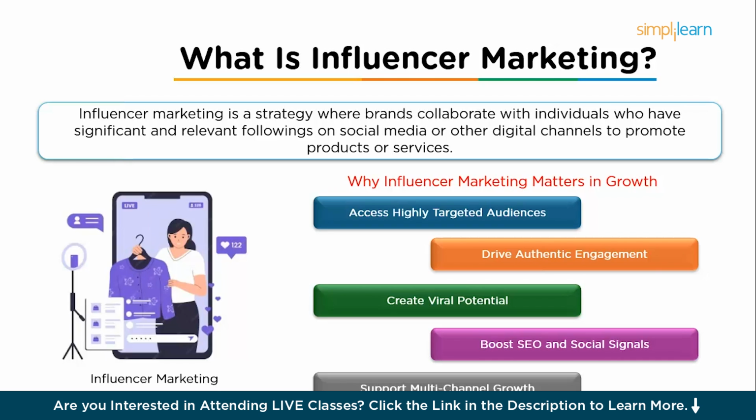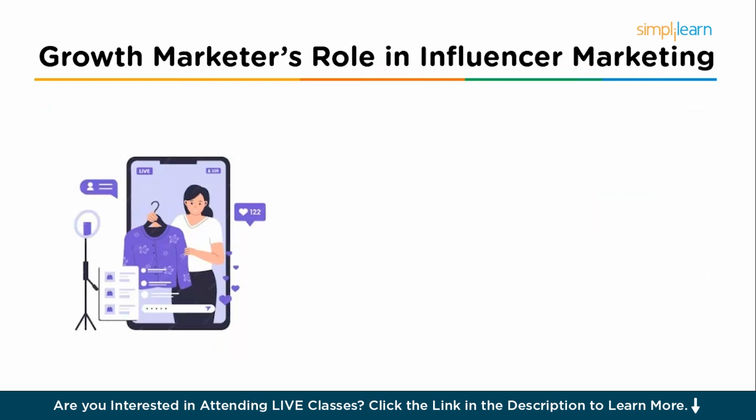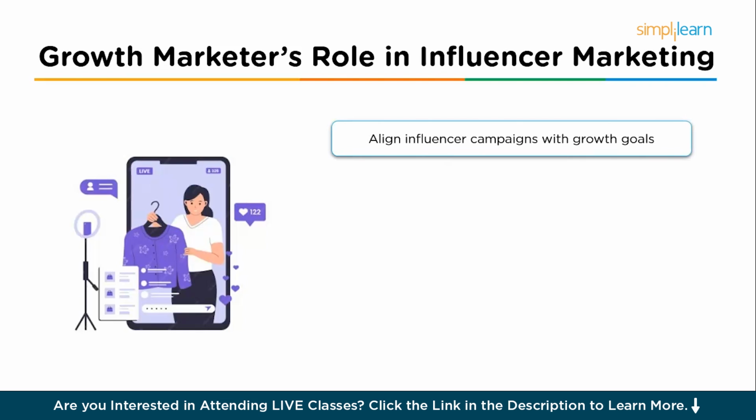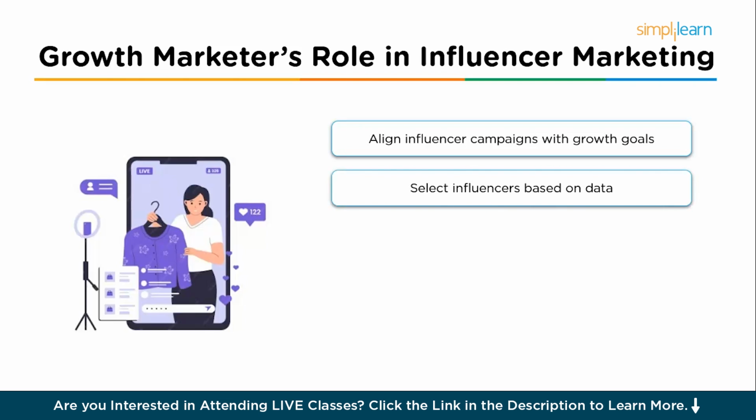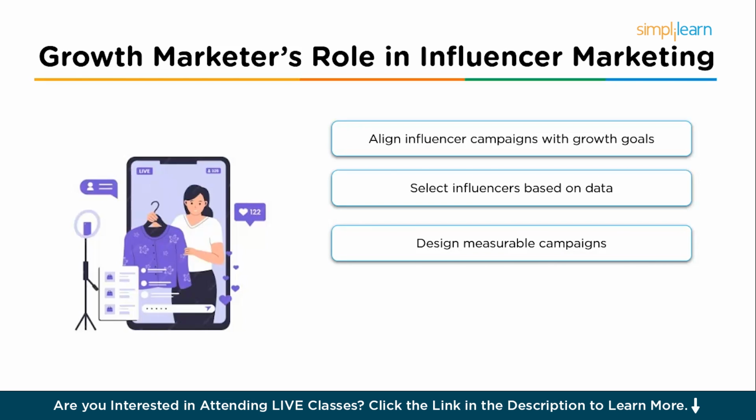So after understanding what is influencer marketing, let's understand what is the growth marketer's role in influencer marketing. Growth marketers must approach influencer marketing with a strategic, data-driven mindset. The first point is align influencer campaigns with growth goals, such as increasing leads, sales, or brand awareness. Then second point is select influencers based on data, like audience demographics, engagement metrics, or authenticity. Then comes design measurable campaigns with clear KPIs and tracking mechanisms.